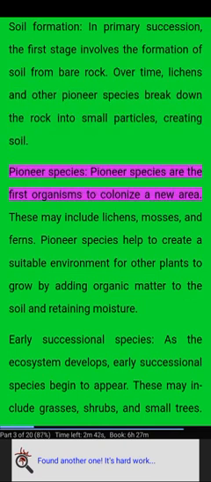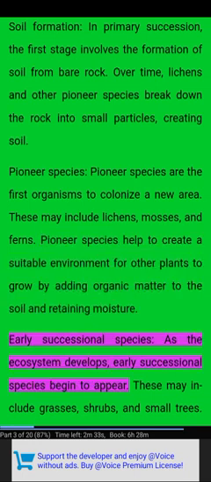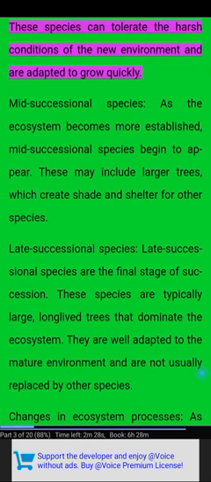Pioneer species. Pioneer species are the first organisms to colonize a new area. These may include lichens, mosses, and ferns. Pioneer species help to create a suitable environment for other plants to grow by adding organic matter to the soil and retaining moisture. Early successional species. As the ecosystem develops, early successional species begin to appear. These may include grasses, shrubs, and small trees. These species can tolerate the harsh conditions of the new environment and are adapted to grow quickly.